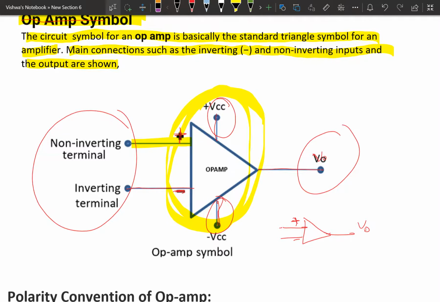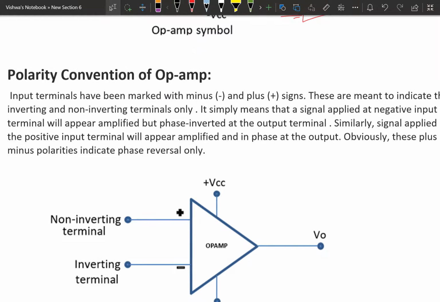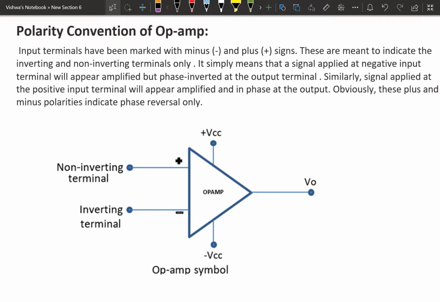Next, polarity conventions. That means, what does the sign indicate here? Polarity of op-amp: input terminals have been marked with minus and plus signs. These are meant to indicate the inverting and non-inverting terminals only. It simply means that a signal applied at the negative input terminal will appear amplified but phase inverted at the output terminal. Similarly, the signal applied to the positive input terminal will appear amplified and in phase at the output. Obviously, these plus and minus polarities indicate the phase reversal only.